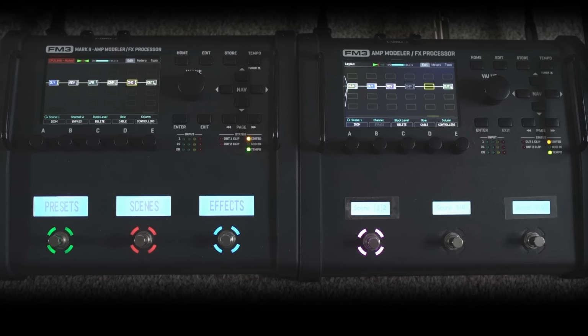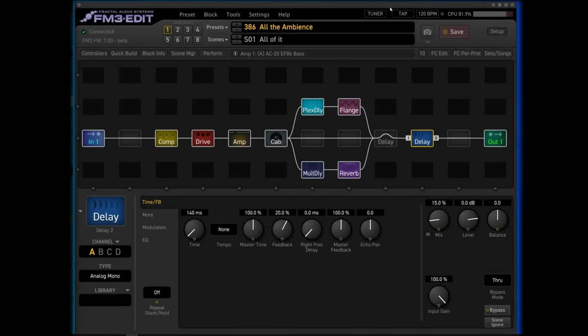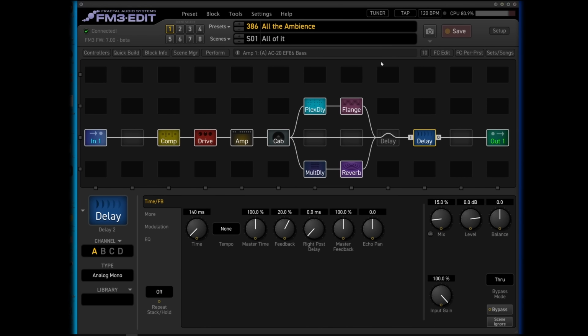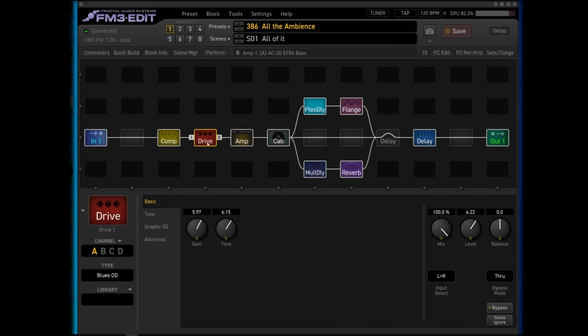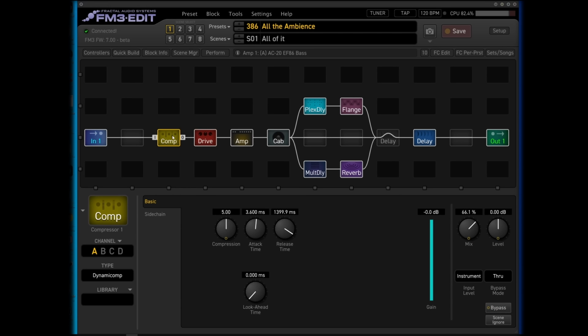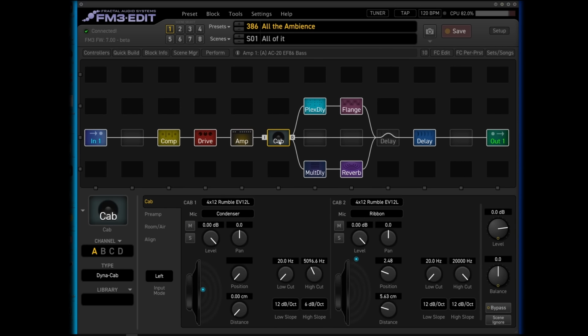Kind of what you liked about the FM3, just a little bit more. So with that in mind, I wanted to try and use up some of this extra CPU that we've got here. I've got a preset here which is kind of tickling the edges of what's possible. On our scene one, essentially I'm going into a Morgan AC20 with a blues OD and a dynamic compressor, like the Ross type compressor, and going into a Dyna-Cab with two cabs here, using a ribbon and a condenser mic on the Dumble style cabinet.